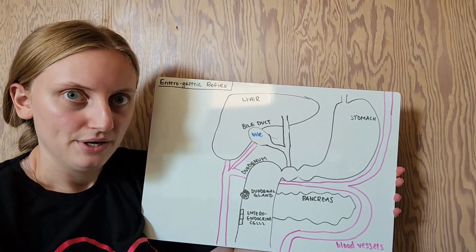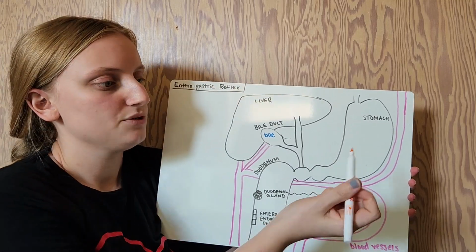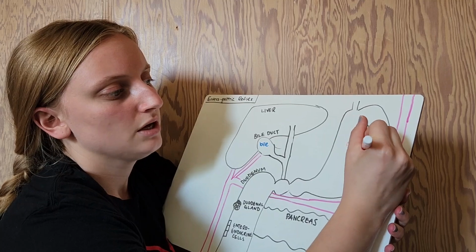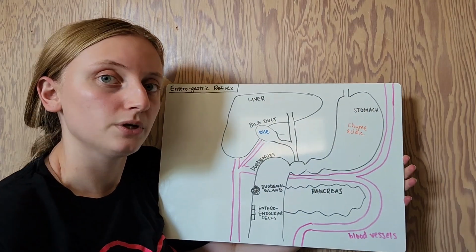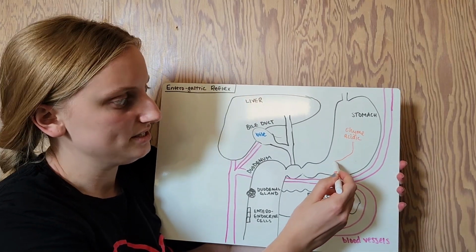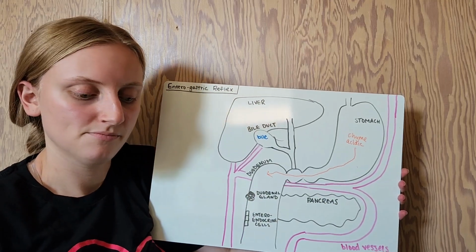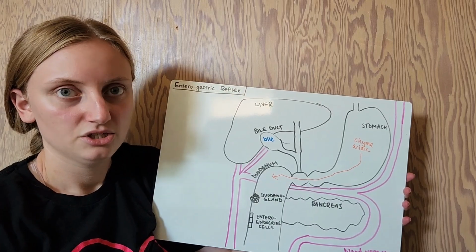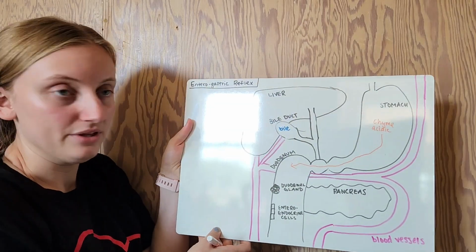So the first step to our enterogastric reflex is we have food or chyme that's really acidic, meaning it has a really low pH, and it flows, it moves, it's getting digested, and it enters the duodenum. Amazing. So in response to food in the duodenum, we have a few things that happen here.